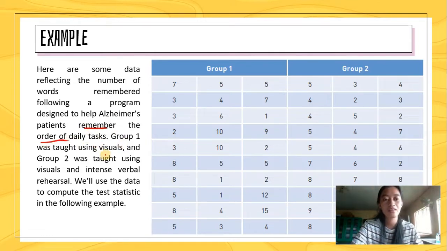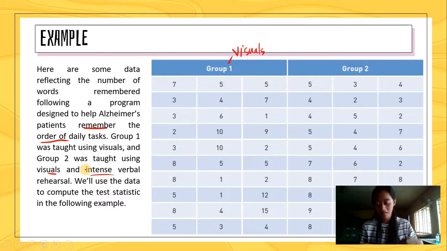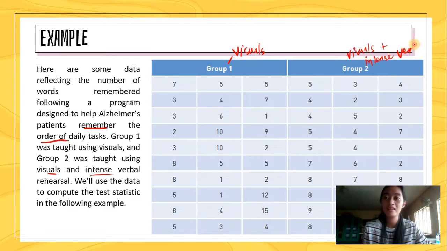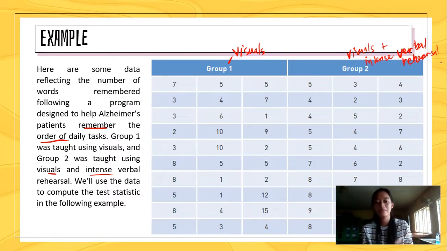Group 1 was taught using visuals. Group 2 was taught using visuals and intense verbal rehearsal. Ipakita, gi-rehearse, i-memorize, say it out verbally. Visuals plus intense verbal rehearsal. So group 1 versus group 2.